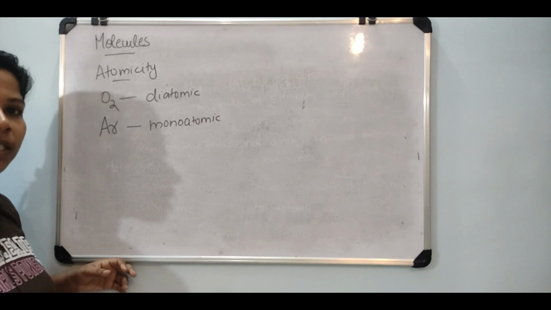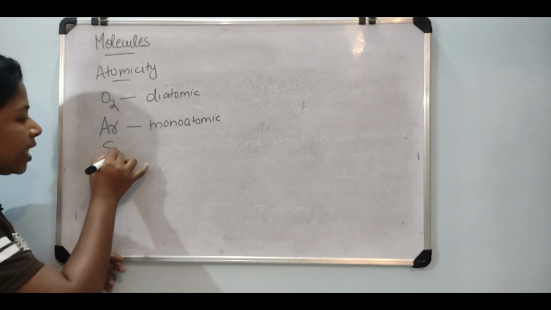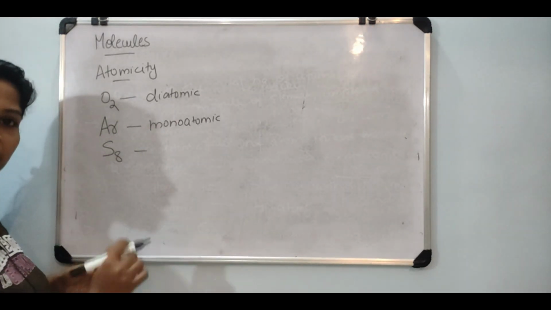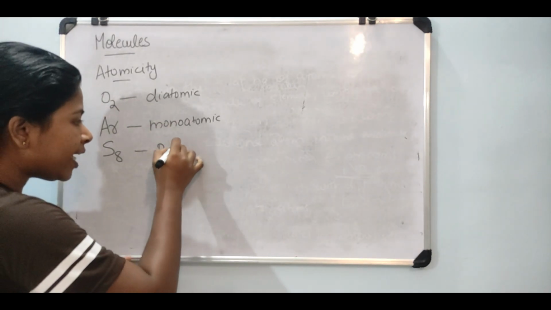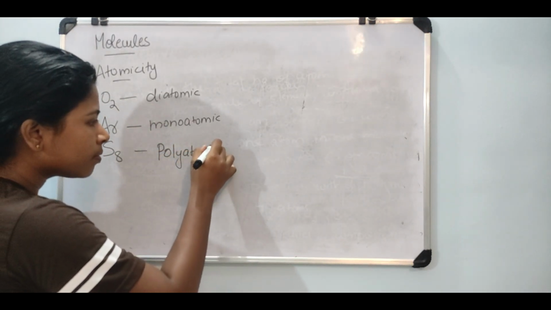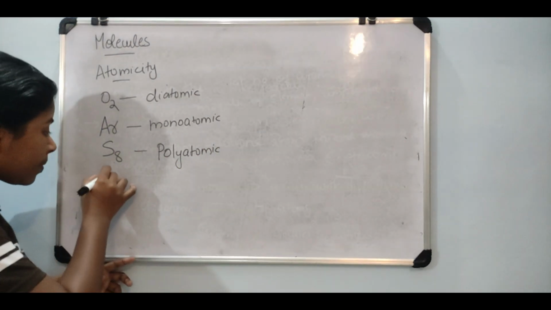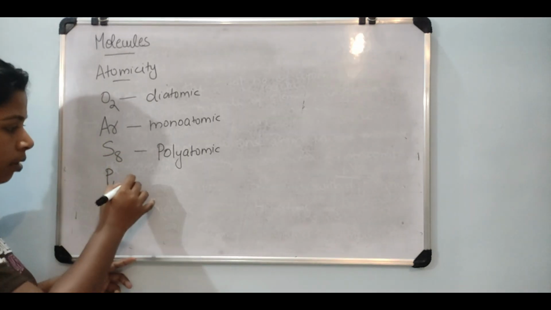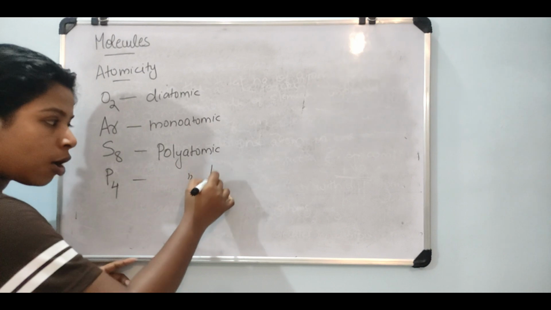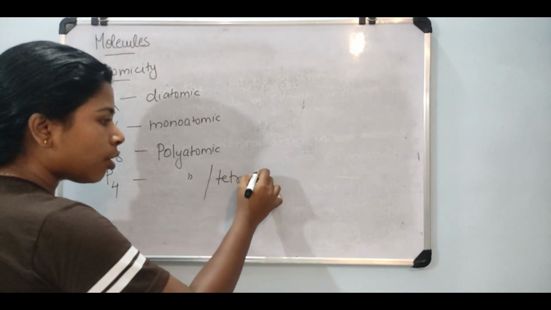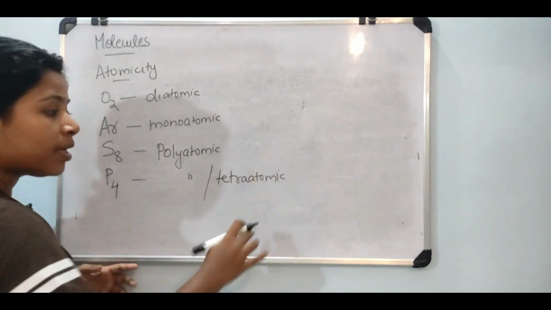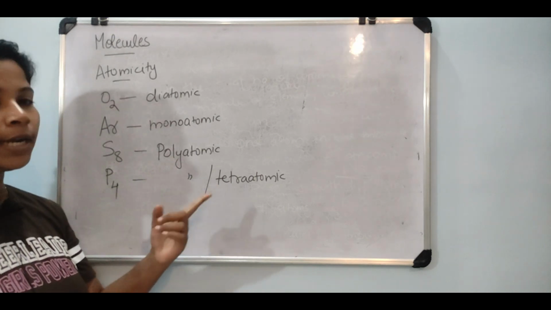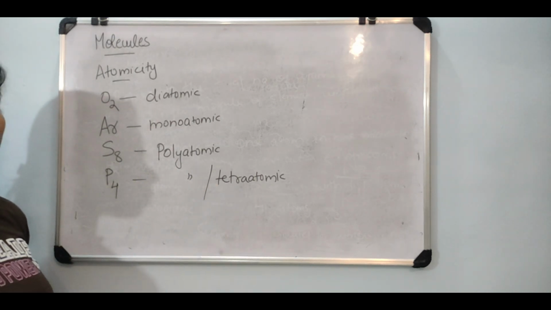Now, what is the atomicity of sulfur? Sulfur is existing as S8. The molecule of sulfur is S8. So the answer is, number of atoms is more than 3. Answer is polyatomic. What is the atomicity of phosphorus molecule? So think, what is the molecule of phosphorus? It's P4. More than 3. Polyatomic or tetraatomic. If tetraatomic is given in the option, you can choose tetraatomic because 4 refers to tetra. If tetra is not there, then choose polyatomic.